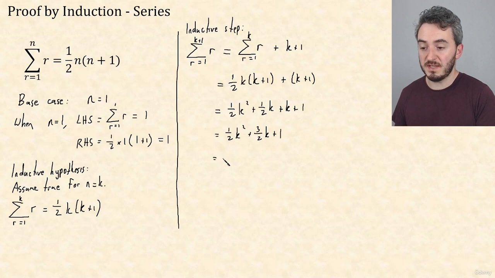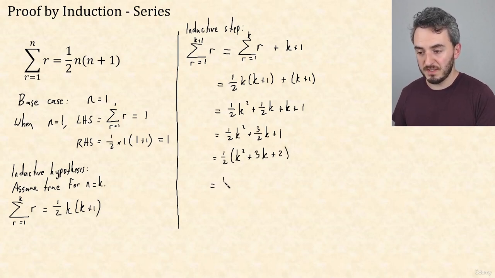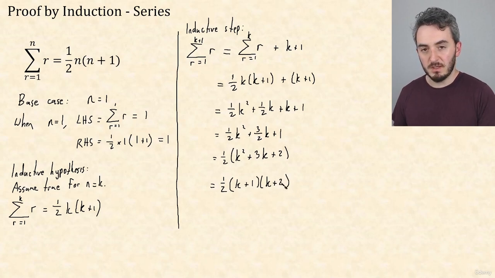Now, if I factorize out half from this, I've got k squared plus 3k plus 2. And this factorizes, it's half of k plus 1 times k plus 2. Now, you may have spotted, but you may have not, but actually we have now proved that it's true for k plus 1. Why is that?